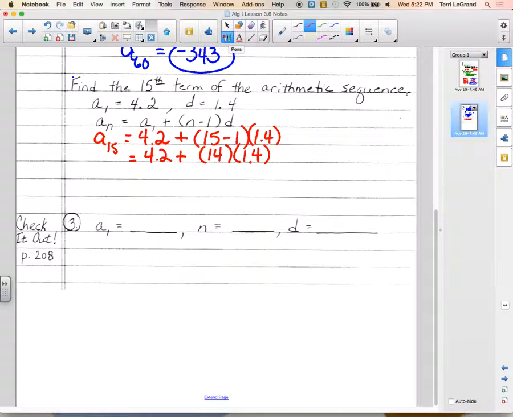Okay, what is 14 times 1 4/10? Let's bring down our 4 2/10. And our product of the 14 and the 1 4/10 should be 19 6/10. So our a sub 15, our 15th term of the sequence, only knowing the first term and knowing the common difference, we didn't even have a picture of it. We are going to have, for the 15th term, 23 8/10.